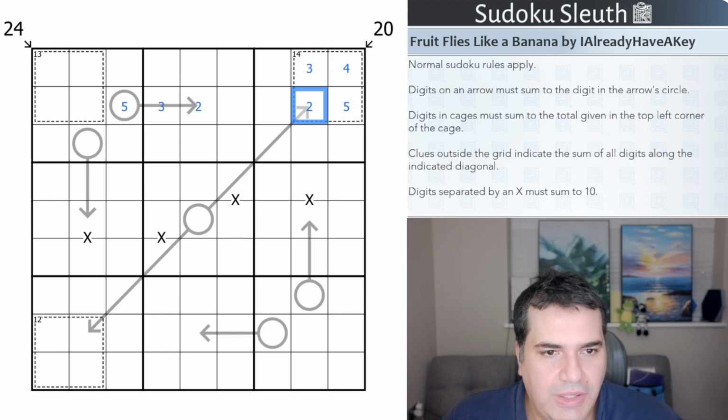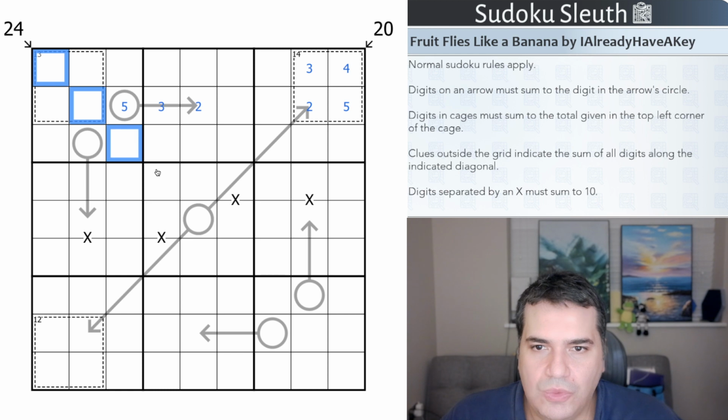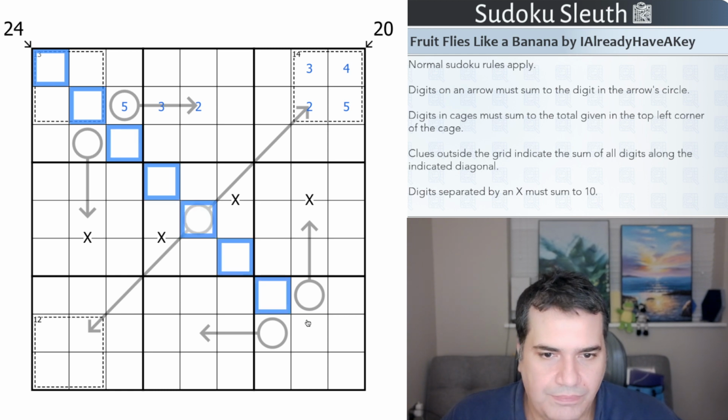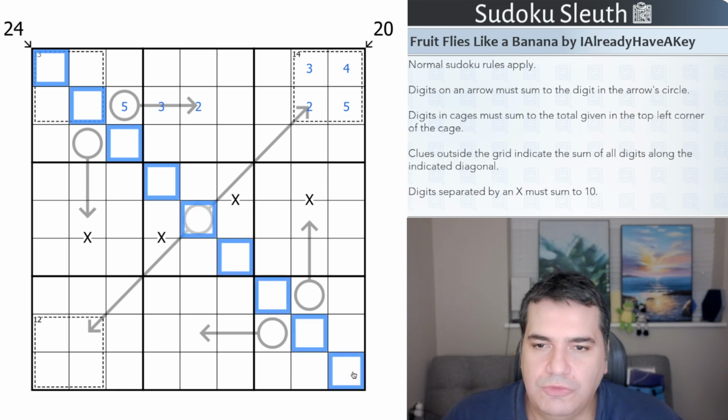Lastly, what else do we have? Is it lastly? No. We've got 2 more rules to go. First, clues outside the grid indicate the sum of all the digits along the indicated diagonal. So one example here is the 24 clue, and what that's saying is all of these cells must sum up to 24. 9 of them summing up to 24. 20 in this diagonal's case. So read into this what you may.